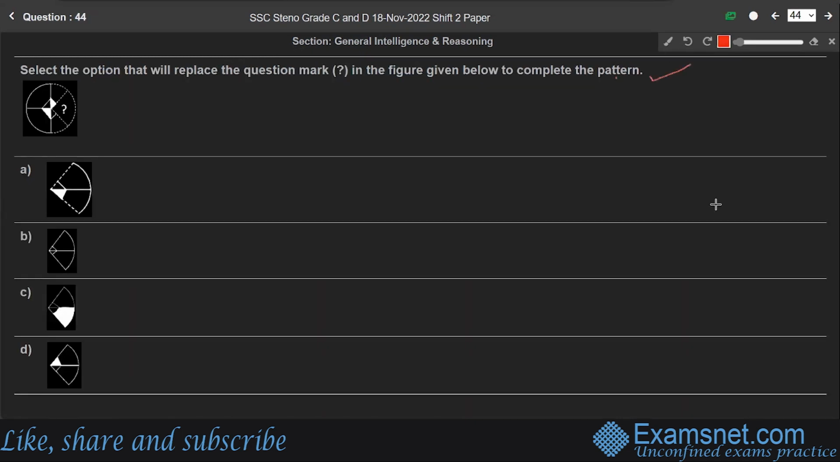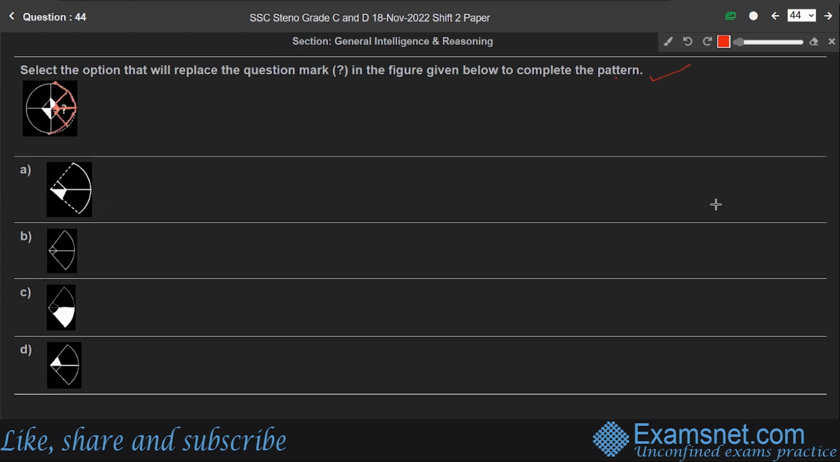Question 44. Select the option that will replace the question mark in the given figure and complete the pattern. So here in the given pattern, to complete the figure, complete the center part, which is like a diamond shape. Half of the center part is shaded, and to complete the remaining part, you have to draw a straight line. So complete the dotted portion like this.